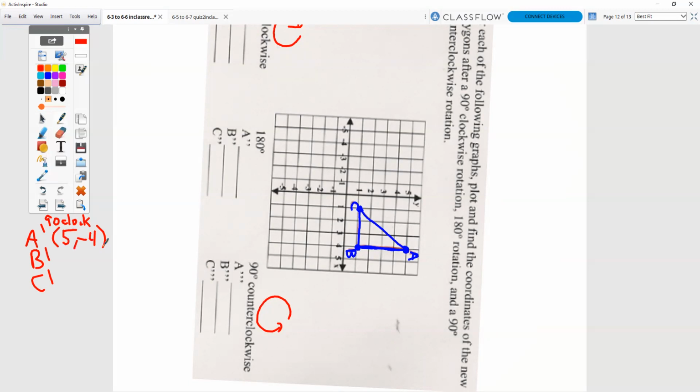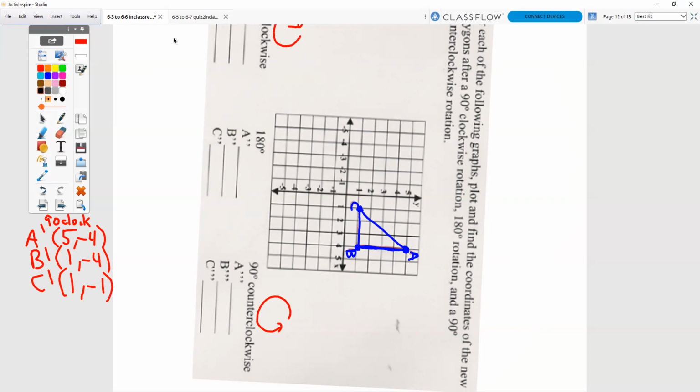B prime, over to 1. It looks like down to 4. It's not down to 4, though. It's down to -4. Because anytime we go down, down is really negative. And then C looks like it's at 1, 1. It's not at 1, 1. You're going over to 1, but then down to -1. So that was for a 90 degrees clockwise rotation.